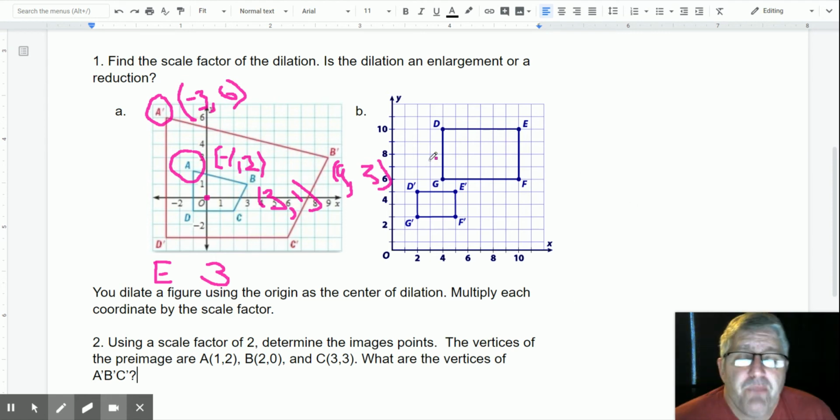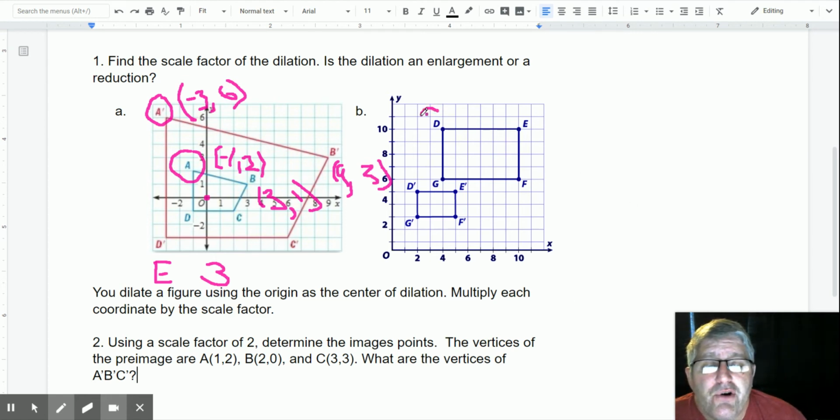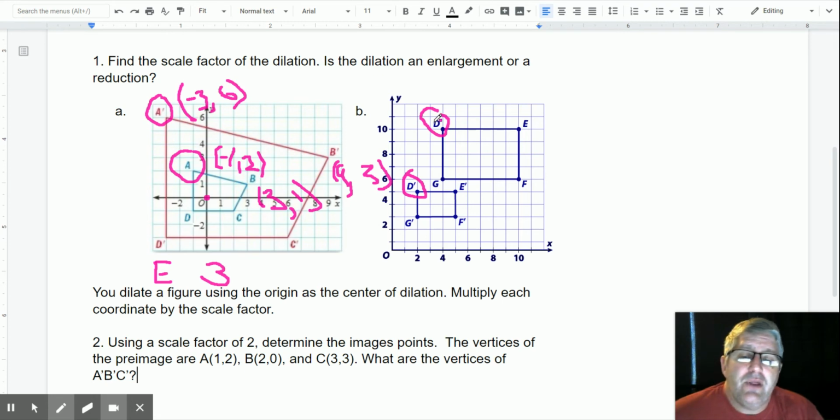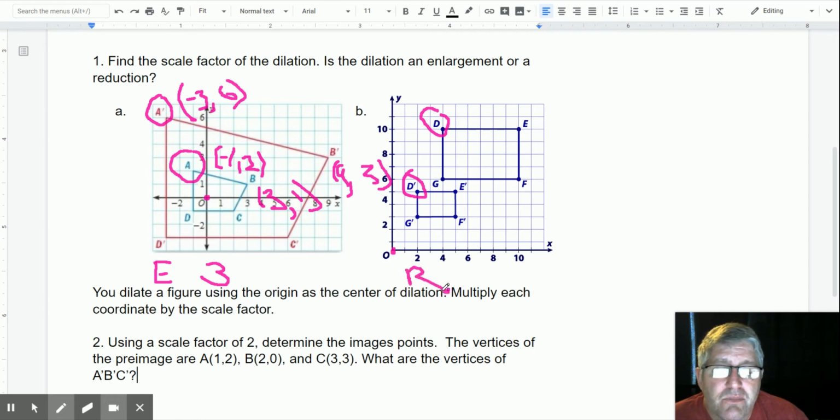Let's look at B here. So again, I'm searching to find out which one's the image and which one's the pre-image. So this is the pre-image. It's got nothing on it. And this is the image. If I was to draw a line through the center of dilation and run across the image, you'll notice that D apostrophe is smaller. It's inside that. So this is definitely a reduction.